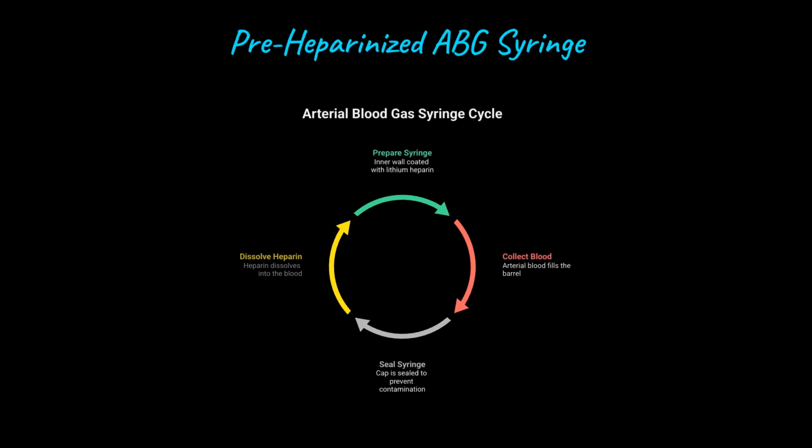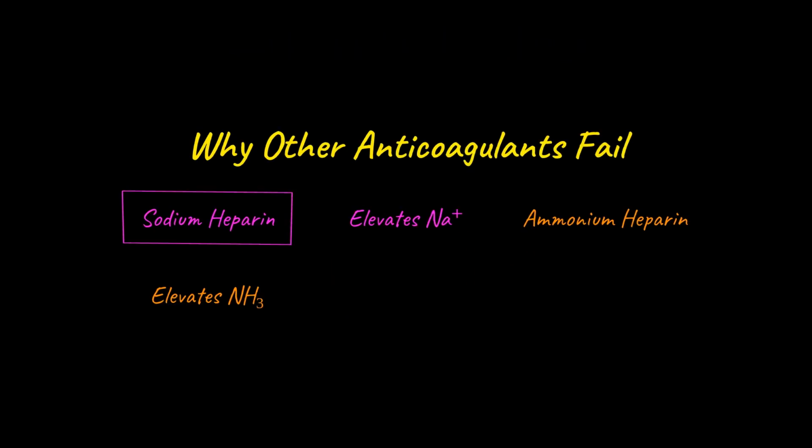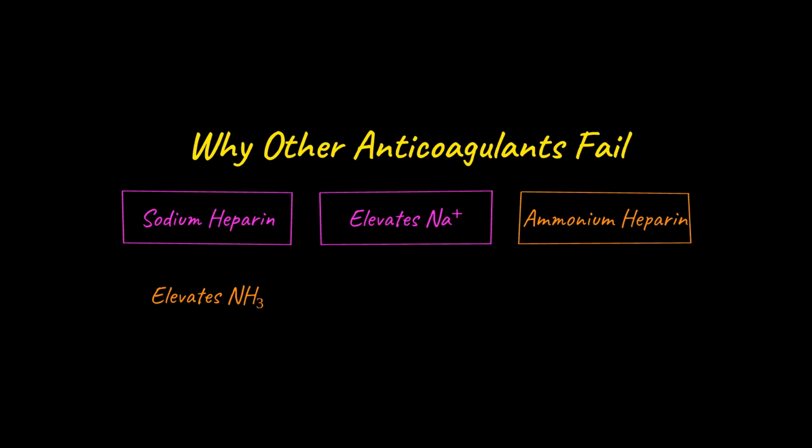The ABG syringe comes pre-coated with a small amount of dried lithium heparin on its inner surface. As arterial blood fills the barrel, the heparin dissolves and mixes throughout, anticoagulating the specimen by the time the draw is complete. The interference is straightforward. Sodium heparin adds sodium ions to the specimen, artificially elevating the reported sodium. Ammonium heparin adds ammonium, falsely raising ammonia, a critical measurement in liver disease and hepatic encephalopathy workups.